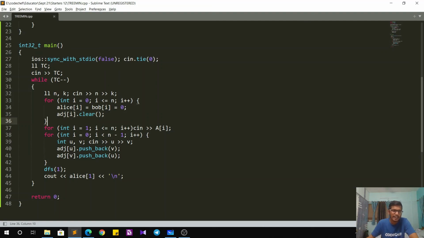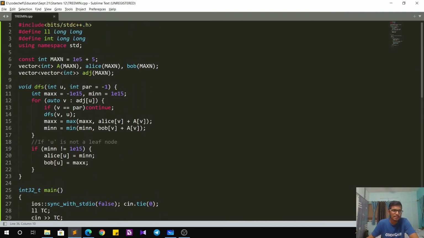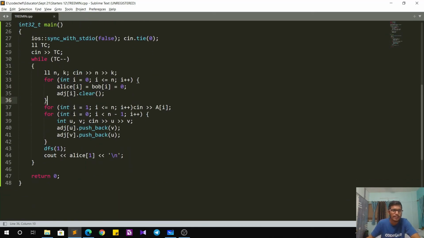ADJ is basically an adjacency list, which is just a vector of vectors, a simple representation of a graph. Then I take the actual input, that is the values of the nodes from 1 to n. I just do cin of A of I. Similarly, I take the tree input as well, that is total n minus 1 edges. An edge is represented by u comma v, and I just push them back in each other's adjacency list.